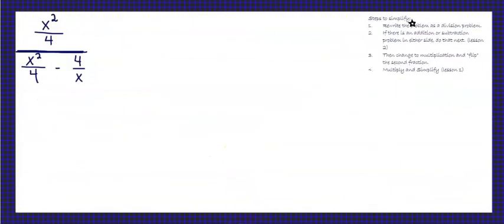Okay, so this is the last one, and I did want to show you that if you choose, you could switch step 2 to step 1. In other words, you've got this denominator right here, and it has subtraction in it. So it's a fraction minus a fraction. You could go ahead and simplify this first and then rewrite it as a division problem. So we'll do that just for a little change of pace.